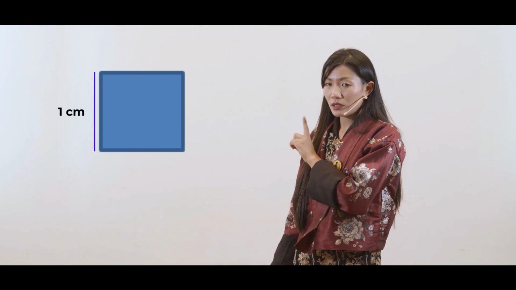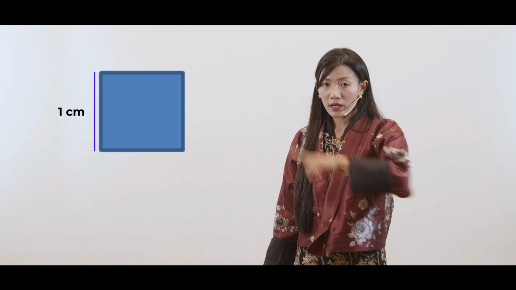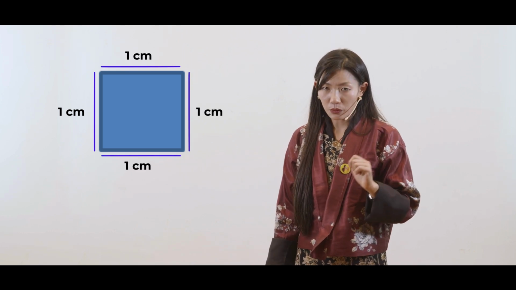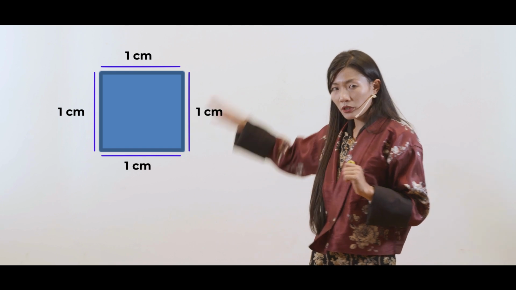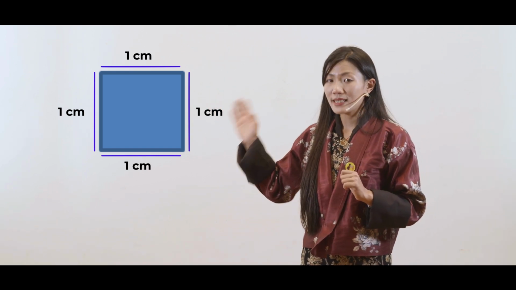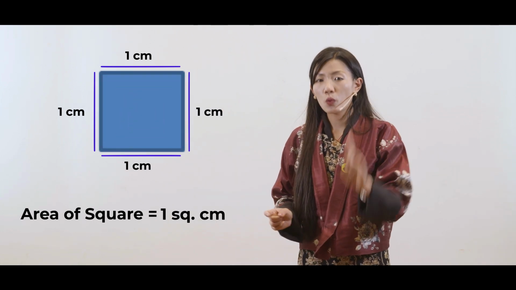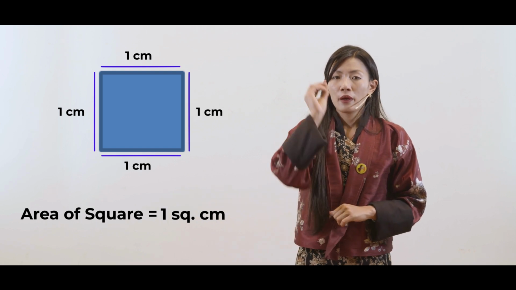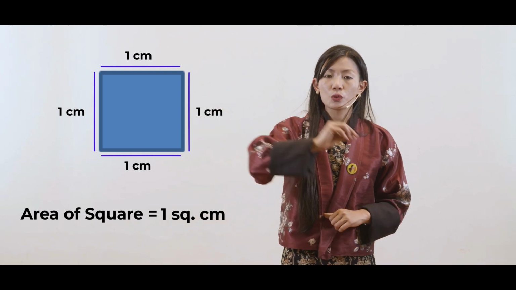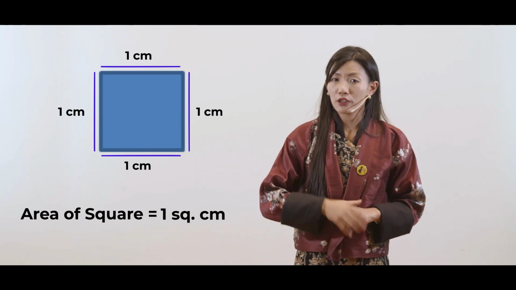Now, why is it a square centimeter? Let me show you. Can you see the square there? Okay, now the side length of this square is 1 centimeter. And as you know, squares have all the sides of equal length, right? So if one side is 1 centimeter, the other sides are also 1 centimeter. So the area of this tiny square is 1 square centimeter. That is why we are going to use this unit now to measure the area of other shapes. Okay? Let us try now.